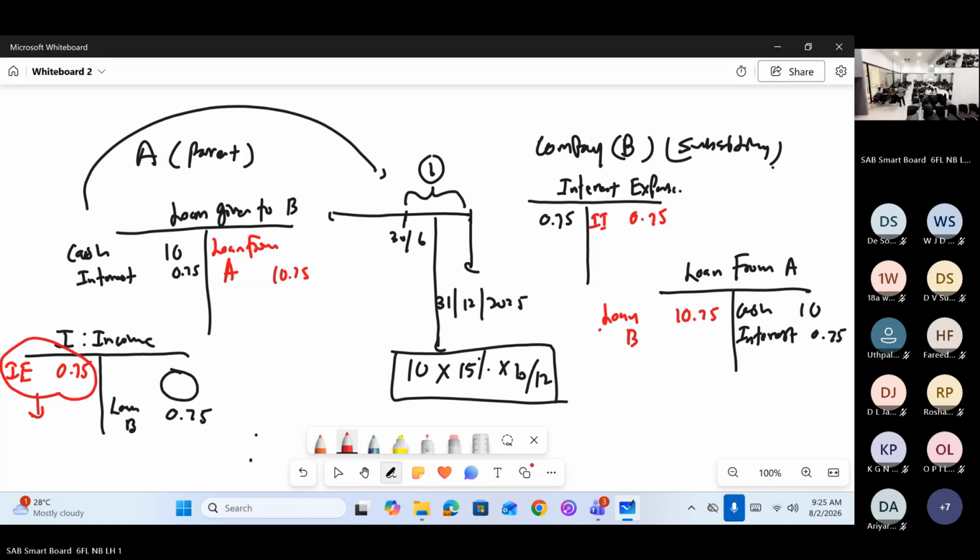Different scenarios. From the subsidiary perspective, as the granting party, that's the scenario. Sometimes they may pass the opposite accounts.